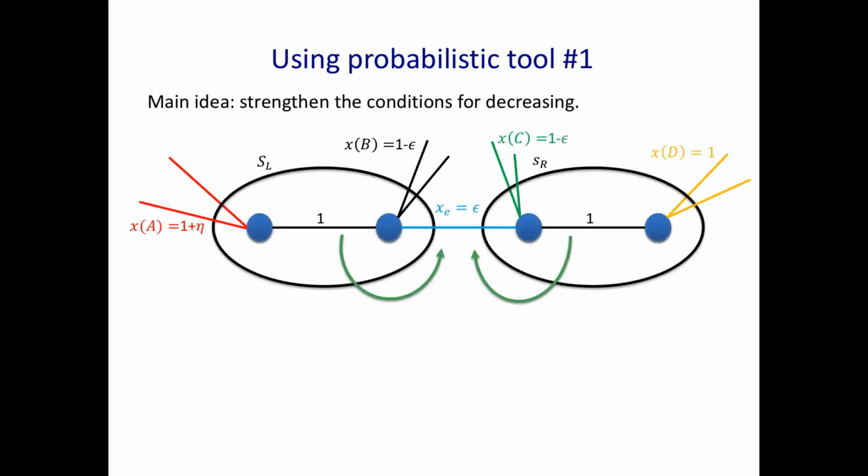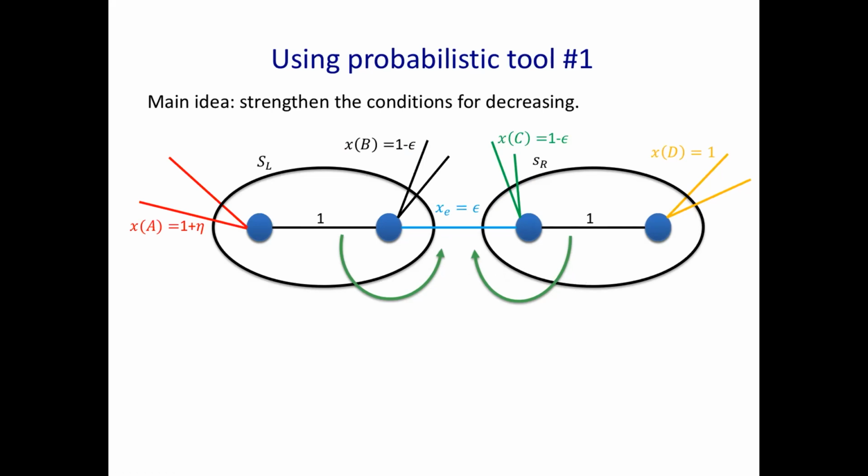So why is this interesting? The main use of this tool is to strengthen the conditions for decreasing an edge, and therefore reduce the fraction that we need to match bottom edges to. So consider the blue edge E of value epsilon, where both the left and the right bottom edges are matched to it. So suppose SL and SR are E's top two cuts.